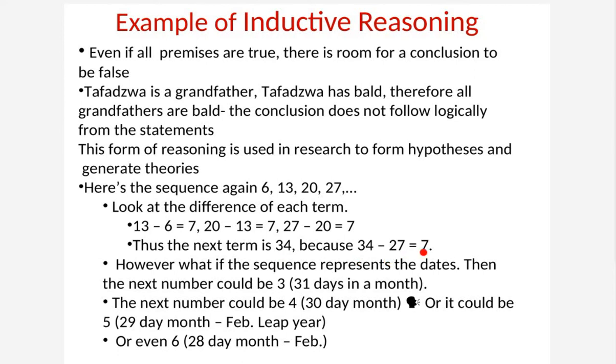But now think about it. If these numbers belong to the days of a month on a calendar, then 34 does not exist. So I may end up with 31 days in a month. So after 31 days, what would be the next number? It may not be 34. So that kind of reasoning is called inductive.